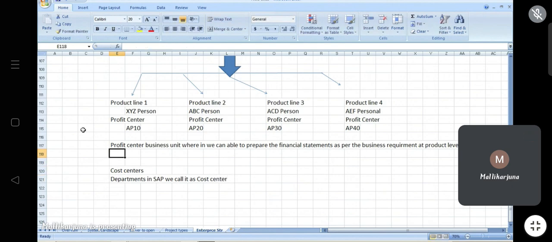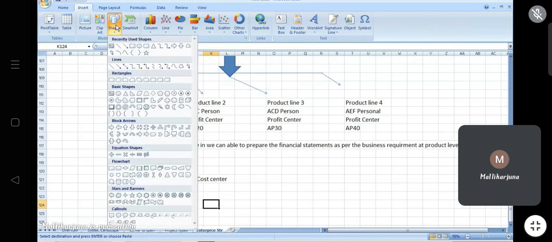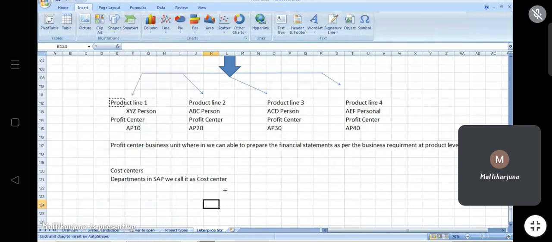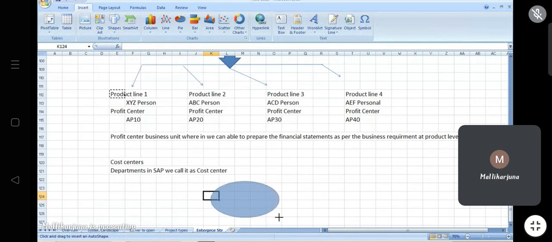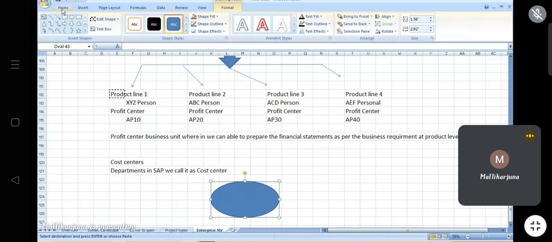So one profit center can have n number of cost centers. Cost center is nothing but a department. So this profit center, let's say product line 1. Okay, so this is product line 1.